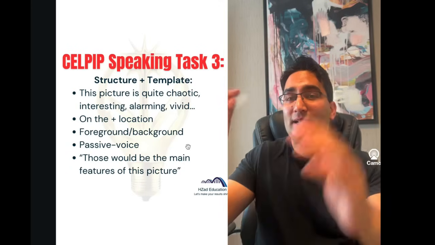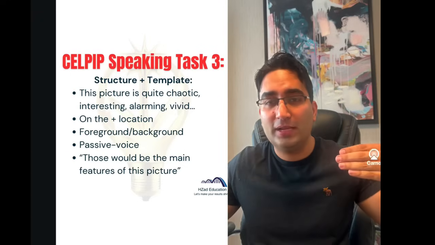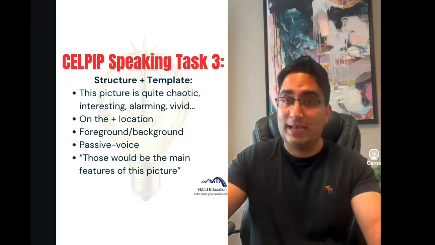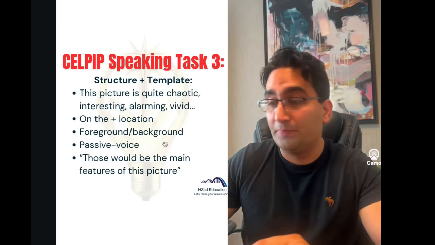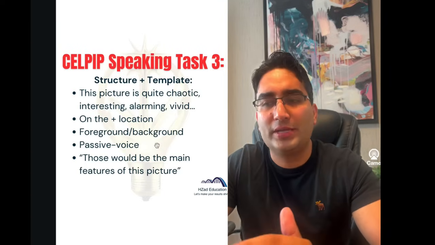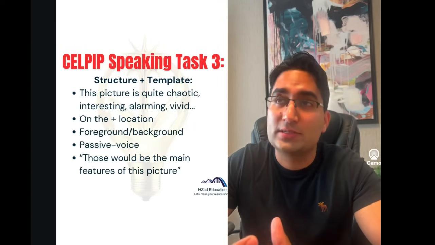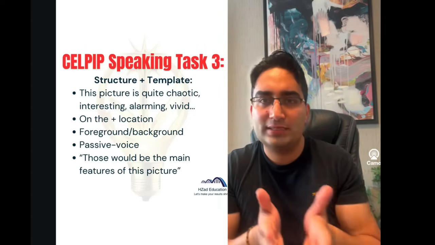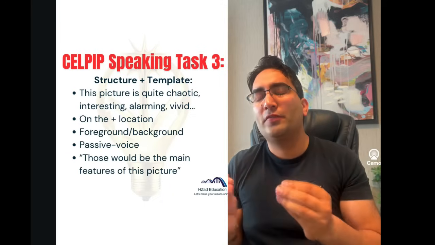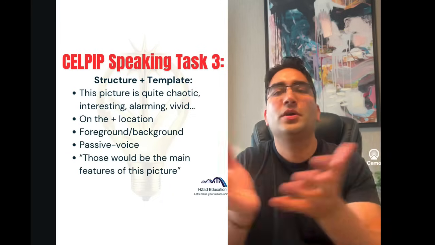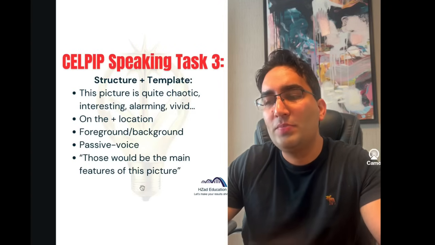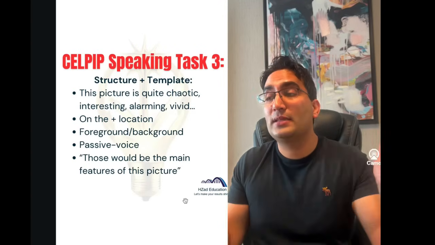So foreground is basically whatever is happening towards the front of the picture. Background is towards the back of the picture. Talk about what's happening in the foreground, what's happening in the background. Good words to use. Make sure to also use passive voice. A lot of you just use active. So it's like, I can see this happening, or I can see this. Also say, this can be seen, this can be observed. A good mixture of active and passive voices gives you the range of sentences that give you great marks. Last thing is, those would be the main features of this picture. So this is going to be your final sentence just as a conclusion.